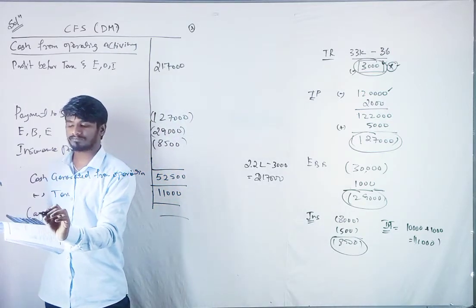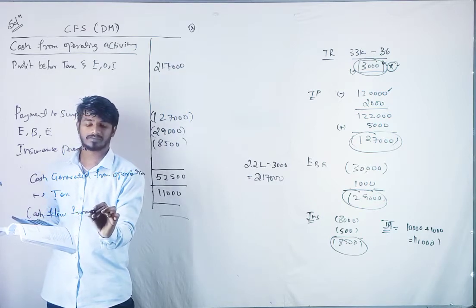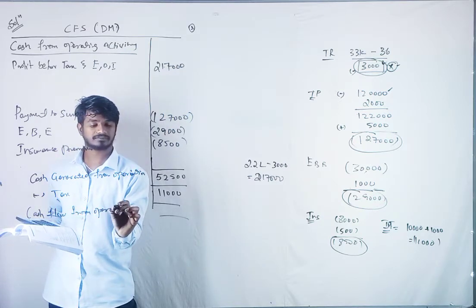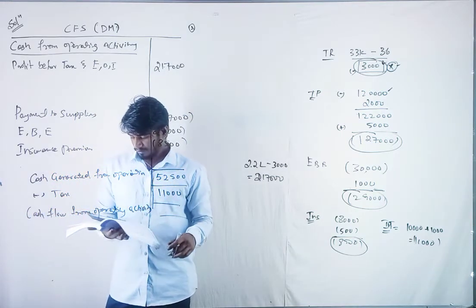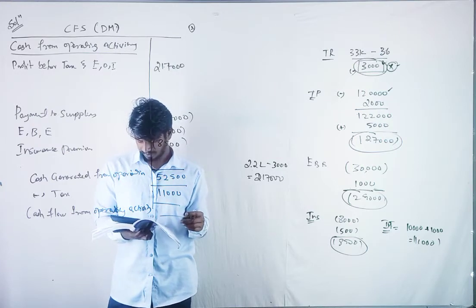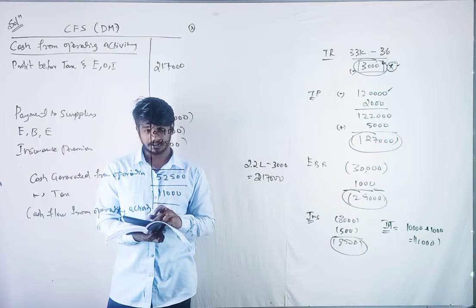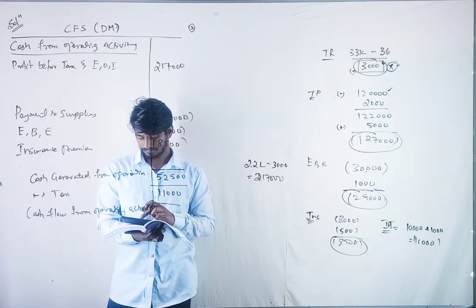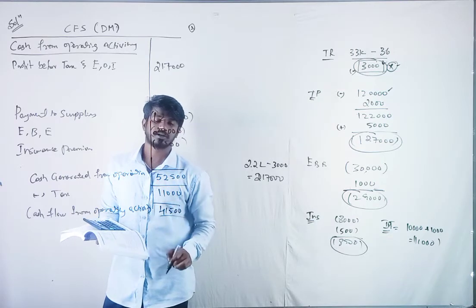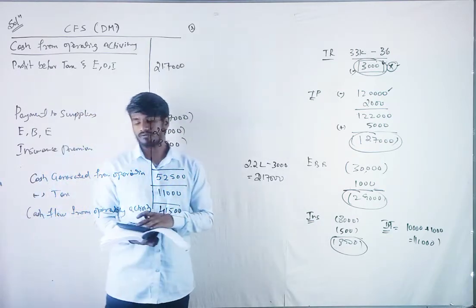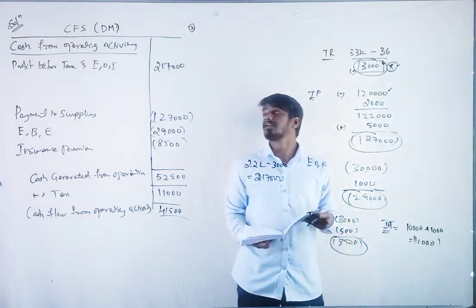Cash flow from operating activity, right? You write down clearly operating activity it is. Okay, 52,500, right? Minus 11,000, 41,500. 41,500 cash flow from operating activity. The question is done. You can take down the solution.